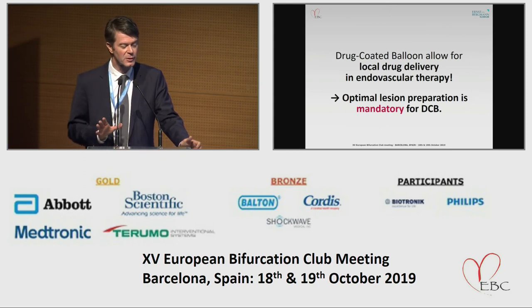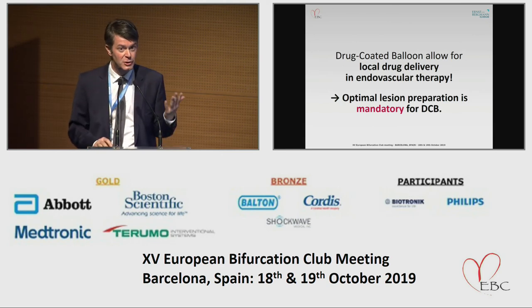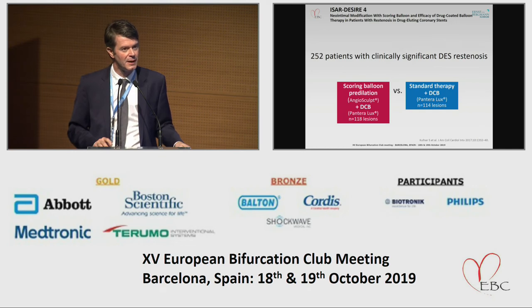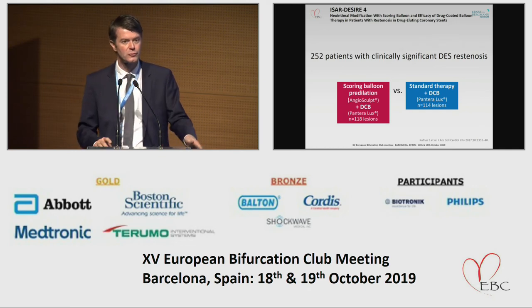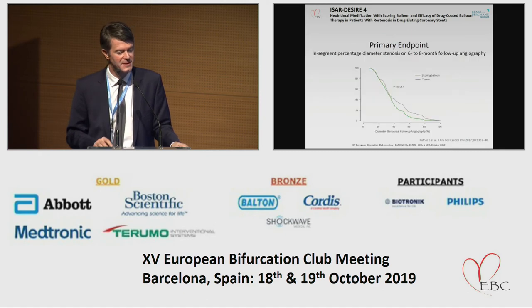Ladies and gentlemen, drug-coated balloon allows for local drug delivery. So lesion preparation is magic. Lesion preparation is a big step, it is mandatory for the use of DCB. In the ISAR-DESIRE 4 trial, they included 250 patients, and they compared the approach with a scoring balloon plus DCB versus standard balloon angioplasty for lesion preparation plus DCB.